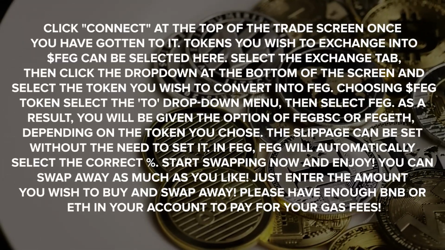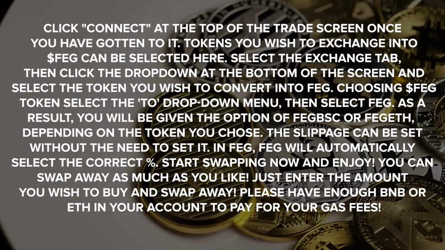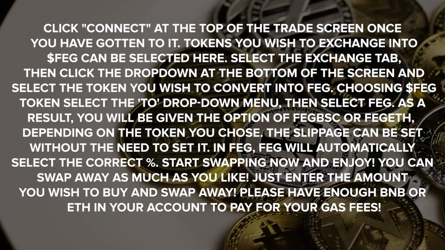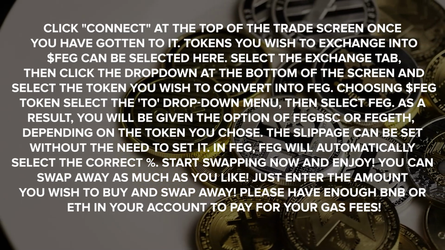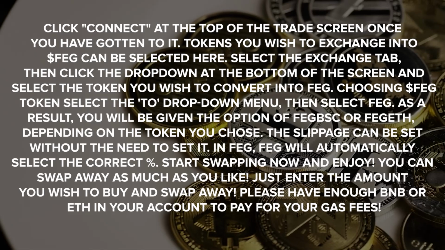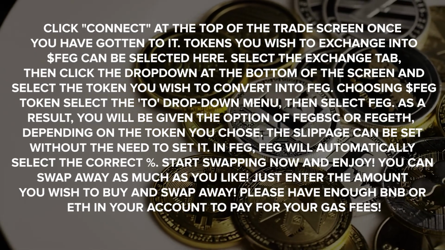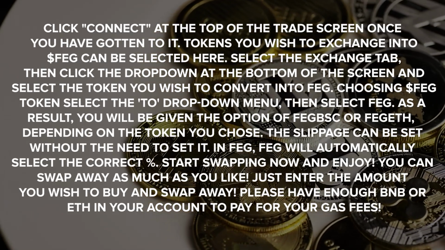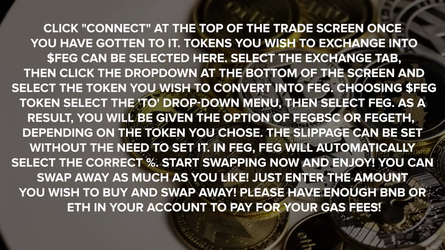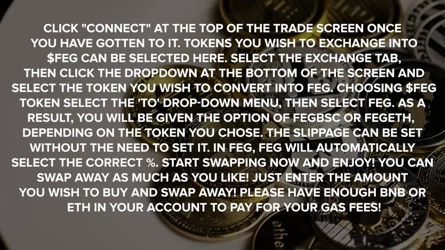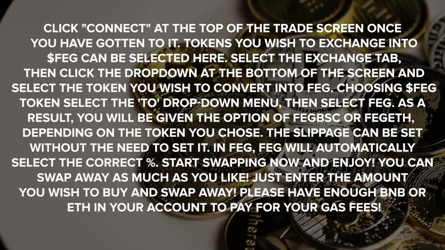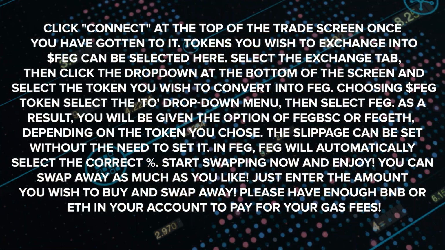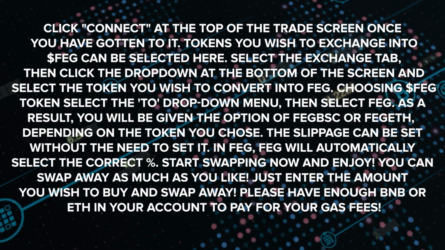Click Connect at the top of the trade screen once you've gotten to it. Tokens you wish to exchange into $FEG can be selected here. Select the Exchange tab, then click the drop-down at the bottom of the screen and select the token you wish to convert into FEG. Choosing $FEG token, select the To drop-down menu, then select FEG. As a result, you will be given the options of FEG BSC or FEG ETH, depending on the token you chose. The slippage can be set without the need to set it.